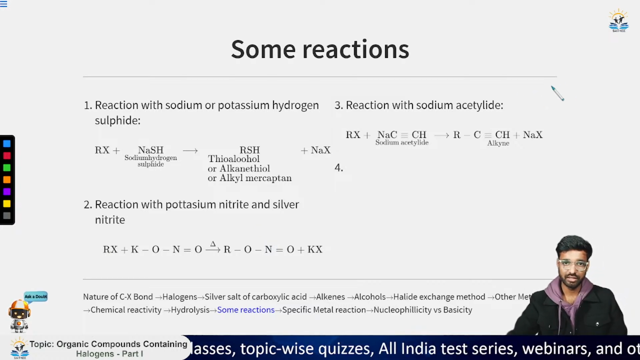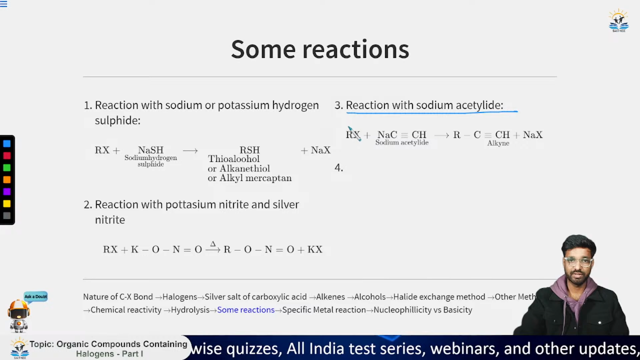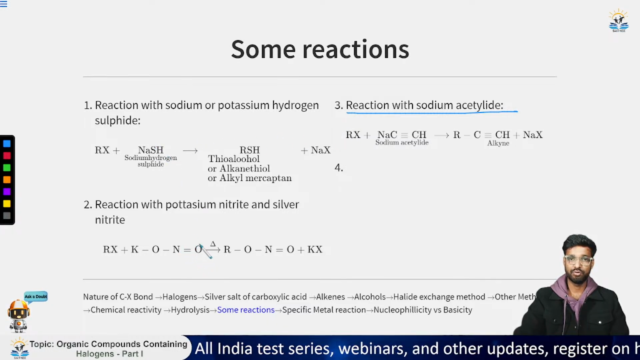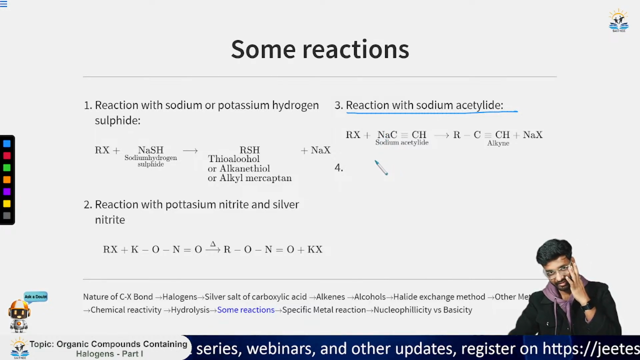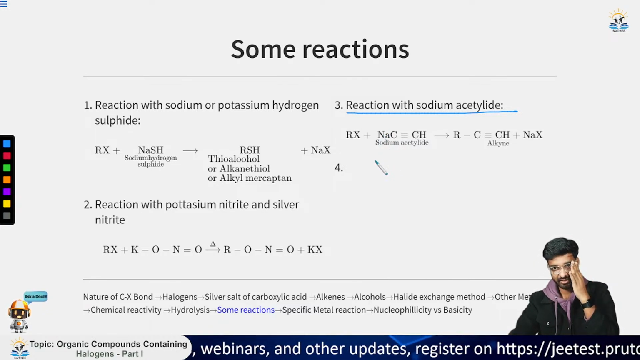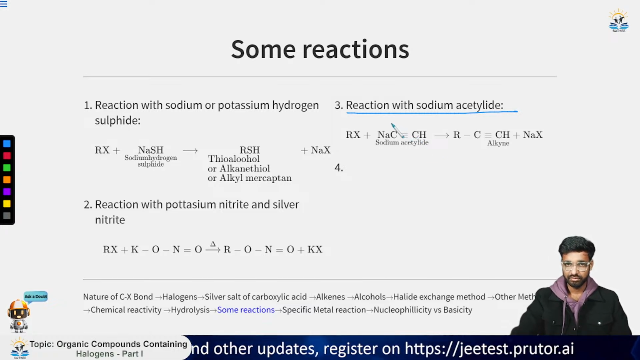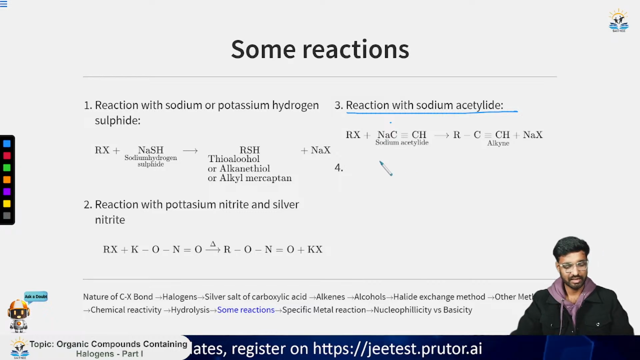The third one is sodium acetylide. These are just some nucleophilic reactions where we are taking different nucleophiles. The first is SH minus, the second is NO2 minus, the nitrite ion, and the third is sodium acetylide. This method is used for the formation of alkynes also. How you can form it, I have told in the earlier class also.